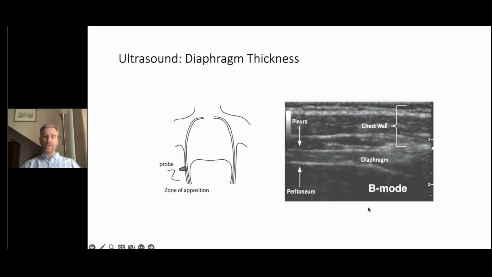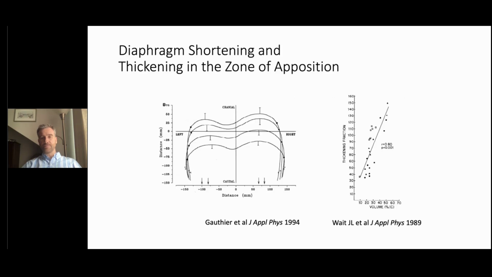by the diaphragm's contraction. Another technique for assessing the function of the diaphragm is ultrasound, which has proven to be both extremely simple and very useful. Here you can see, using a linear array probe placed over the right hemithorax at the anterior axillary line, that you can delineate the pleural line, the peritoneal line, and the diaphragm in between. And that enables measurement of the thickness of the diaphragm muscle.